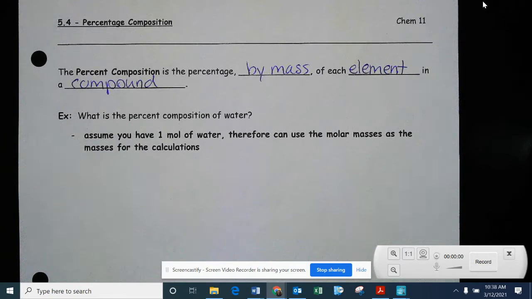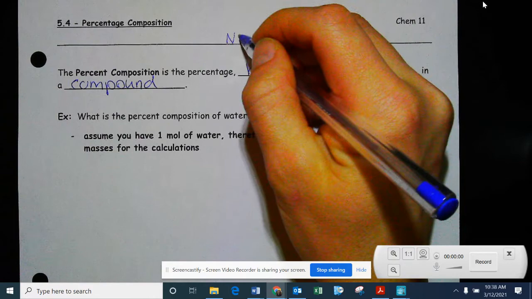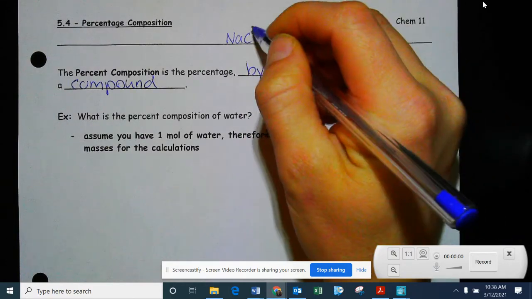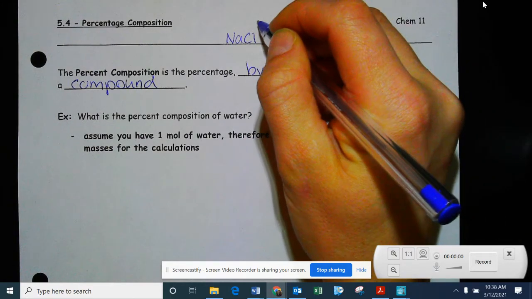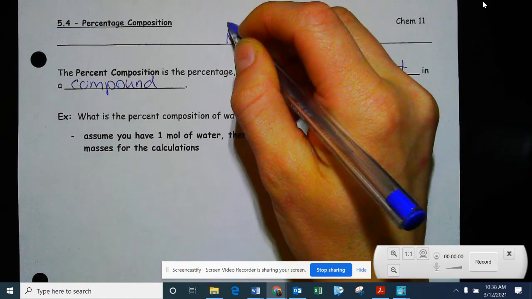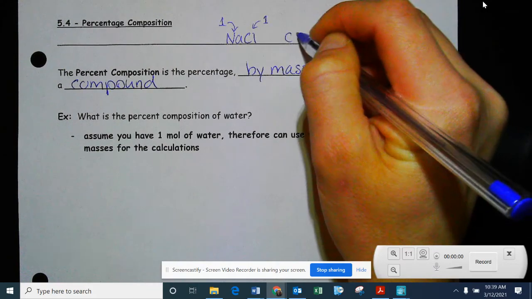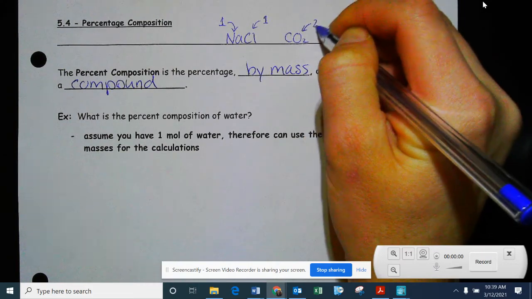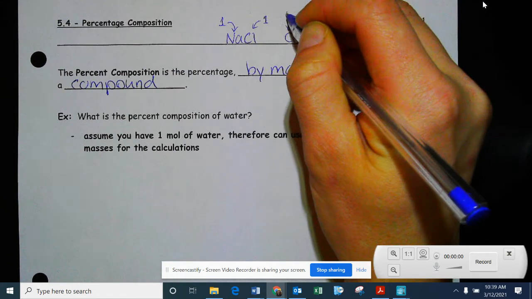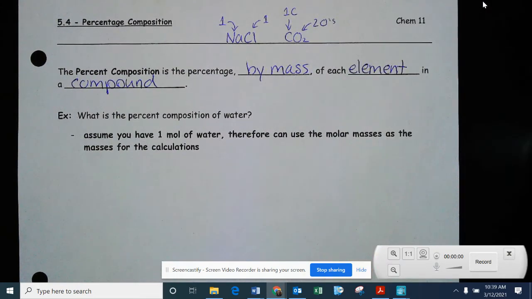So far what we've been doing is seeing, okay, I've got NaCl. How many atoms of chlorine do I have in a molecule? 1. How many sodiums in this molecule? 1. Or we've been looking at CO2. I've got 2 oxygens and 1 carbon. But what we're going to start looking at now is how much percentage of the mass of that molecule is taken up by each of these elements?